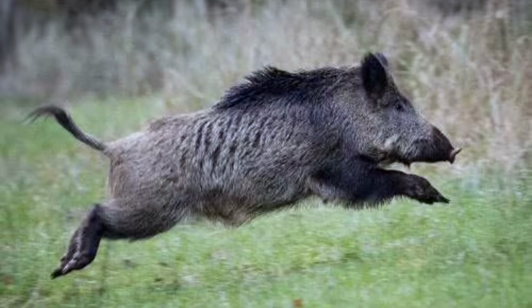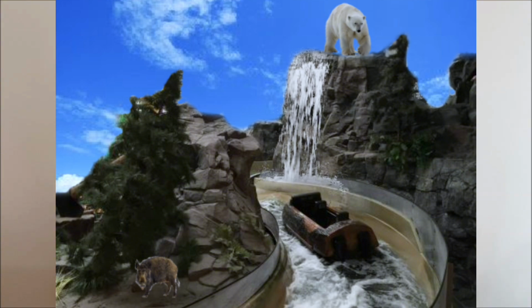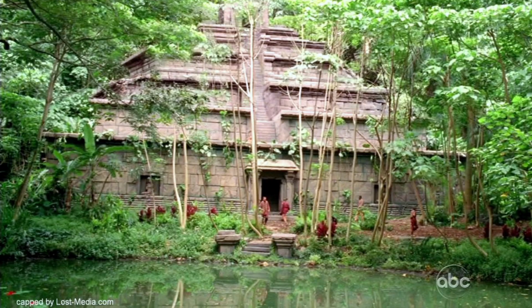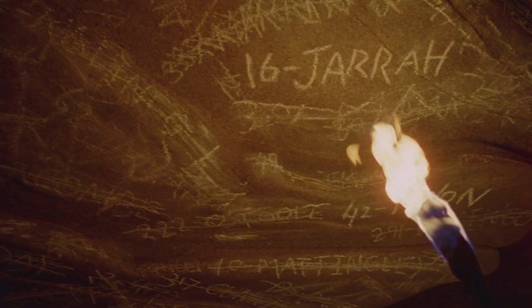So anyways, your log flume keeps going. You pass some polar bears and some boars and some other island fauna as animatronics. Then you go past the Black Rock Shipwreck. You see the outside of the park's temple, which is where the other ride, the temple, takes place inside. And finally, you go inside a beautiful cave. Look up and you will see the names of all the current and former candidates written in chalk on the cave ceiling. Most are crossed off.